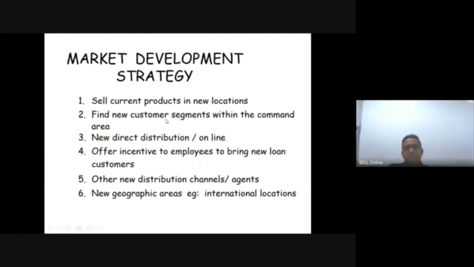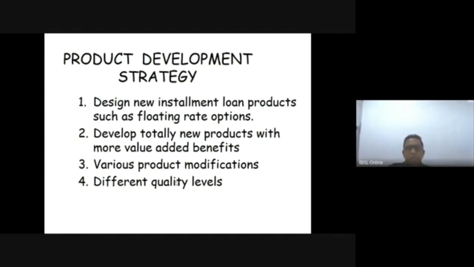Market development, as I said, is selling current products in new locations, maybe finding new customer segments within the command area, new direct distribution, maybe online, opening branches, and so on. You can read the points there. Product development: design new installment loan products such as floating rate options, develop totally new products with more value-added benefits, various product modifications, as I said, different quality levels.